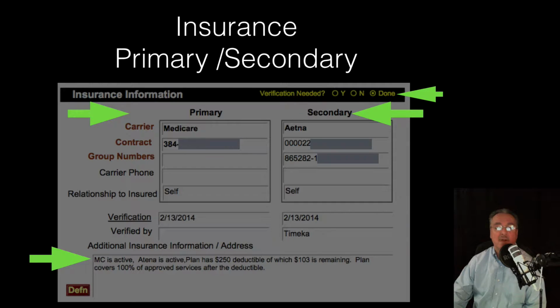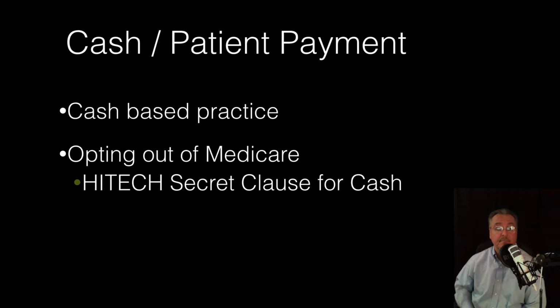So that way we're able to keep track of that. So when we talk about insurance, we need to identify the primary and the secondary and understand how both of them play and interact together. An additional way when insurance is not involved is that there will be cash or patient payments for some services.